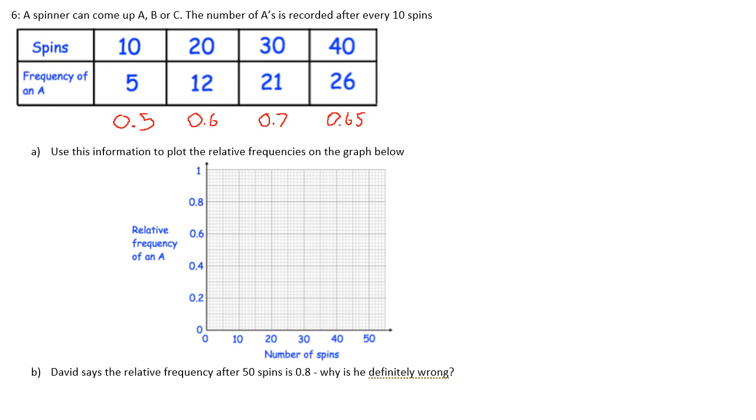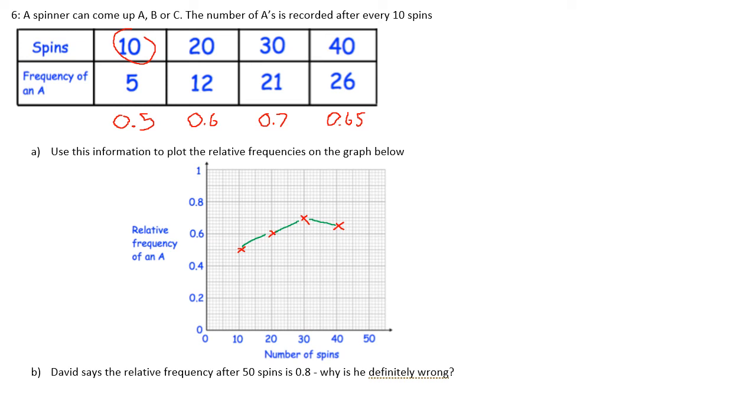Second thing we're going to do is plot those on the graph. So after 10 spins, we had a relative frequency of 0.5. So we'll make a mark at 10 spins and 0.5. And we'll do the same thing with the other values that we've worked out. So 30 up to 0.7, 40 up to 0.65. Technically, to complete a relative frequency graph, we should then join those together with straight lines.